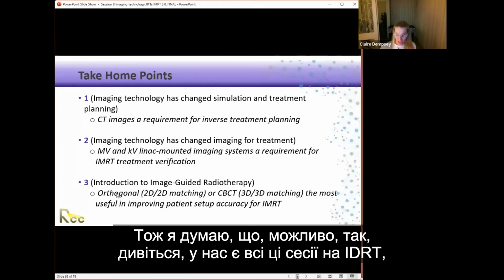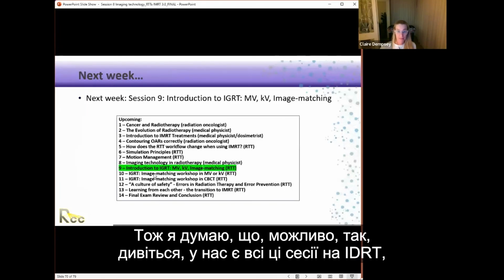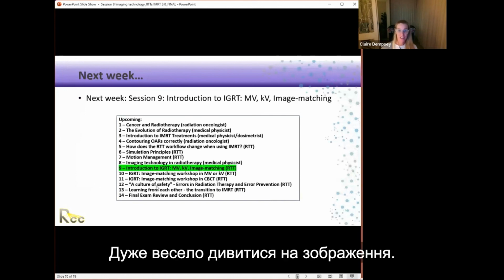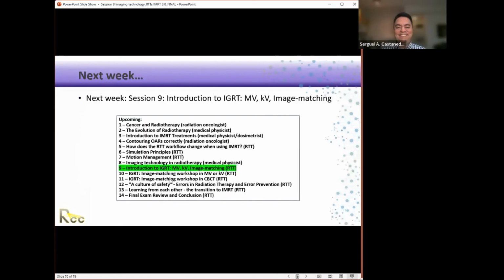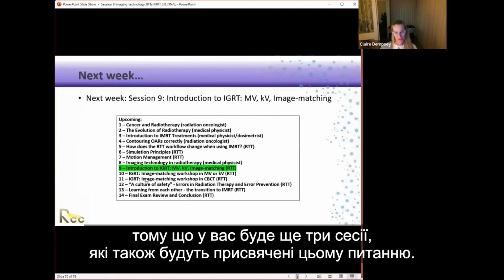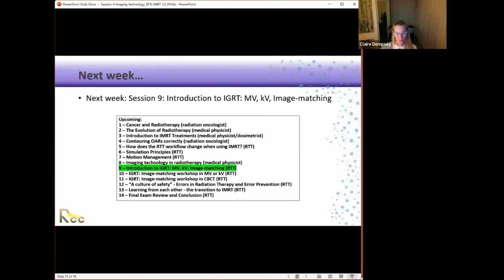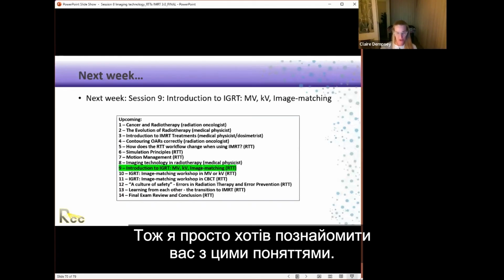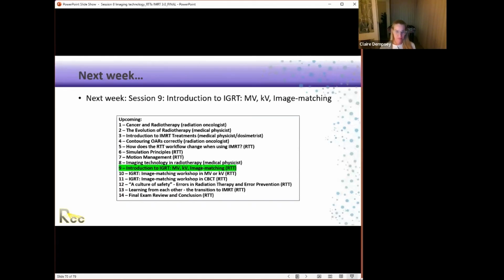So I think maybe, look, we've got all these sessions coming up on IGRT. It's excellent. It's a lot of fun looking at images. That's right. So I didn't want to go too much into it because you're really going to have another three sessions covering this stuff as well. So really, I just wanted to introduce the concepts to you.